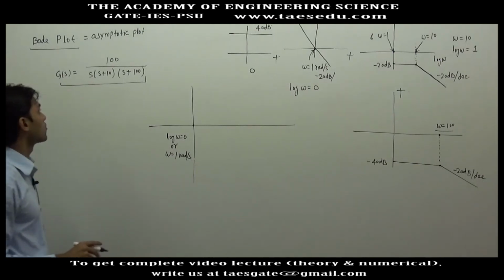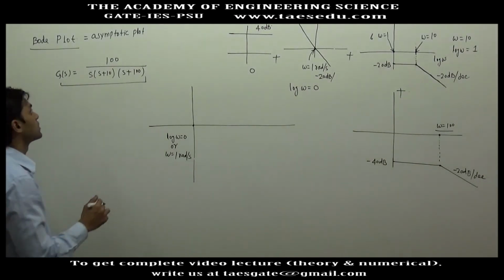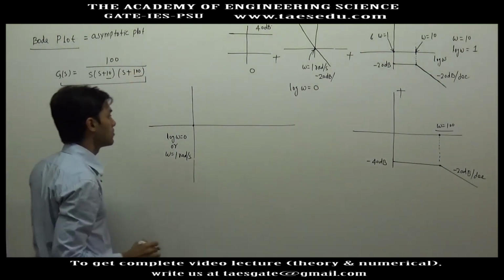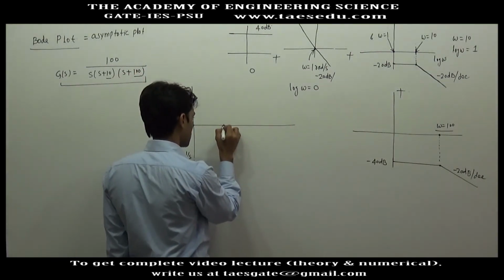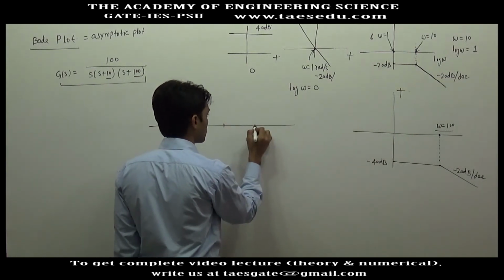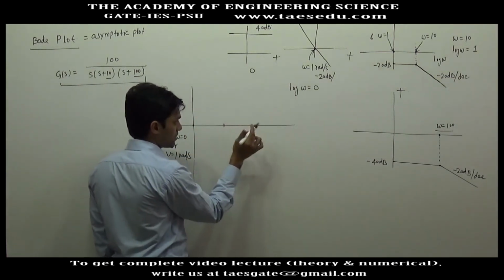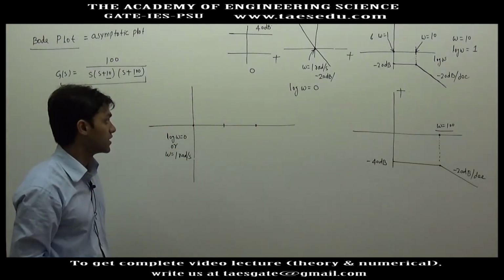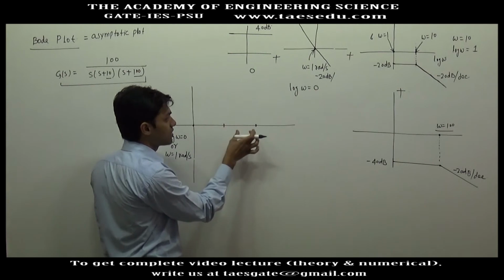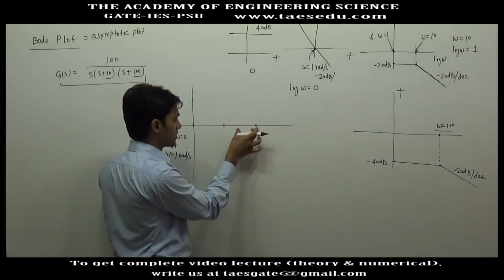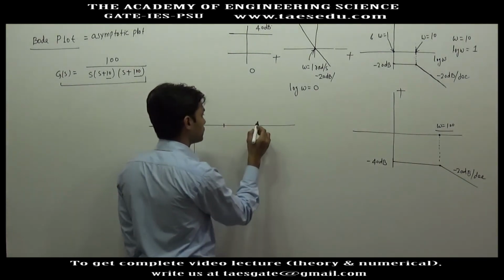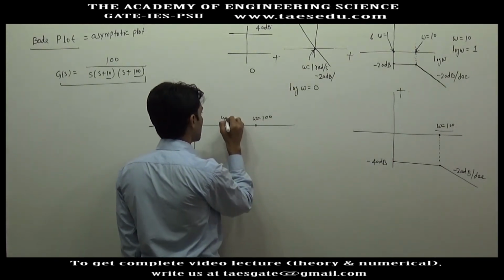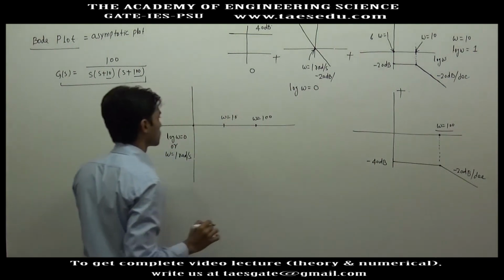Then you will decide the corner frequencies. What are the corner frequencies? At omega equal to 10 radian per second and omega equal to 100 radian per second. So let's say this is omega equal to 10 radian, and with the same length, the length will be in terms of decade. At 10 you are at 1 decade, at 100 you are at 2 decades, so the length will be the same. This is omega equal to 100, this is omega equal to 10.